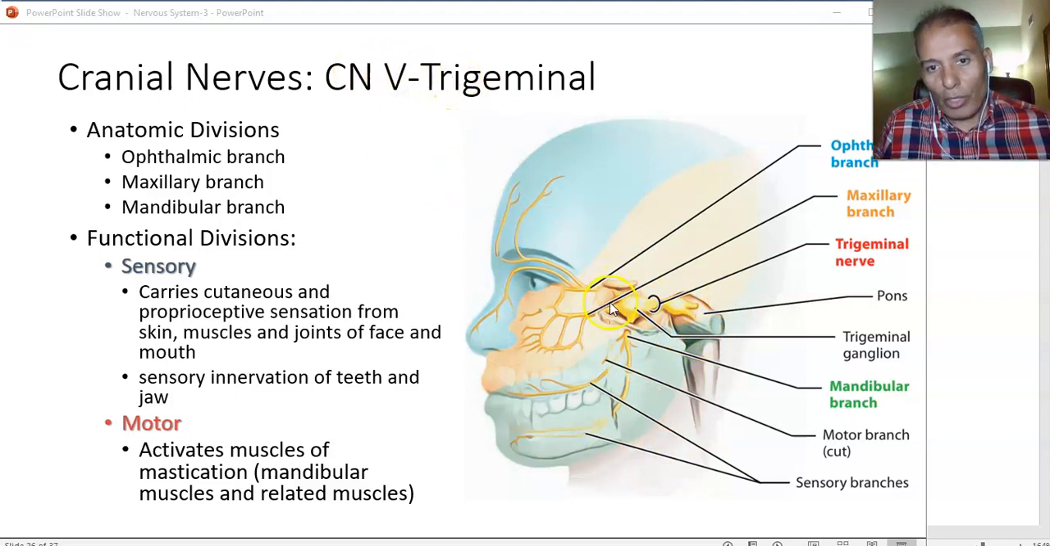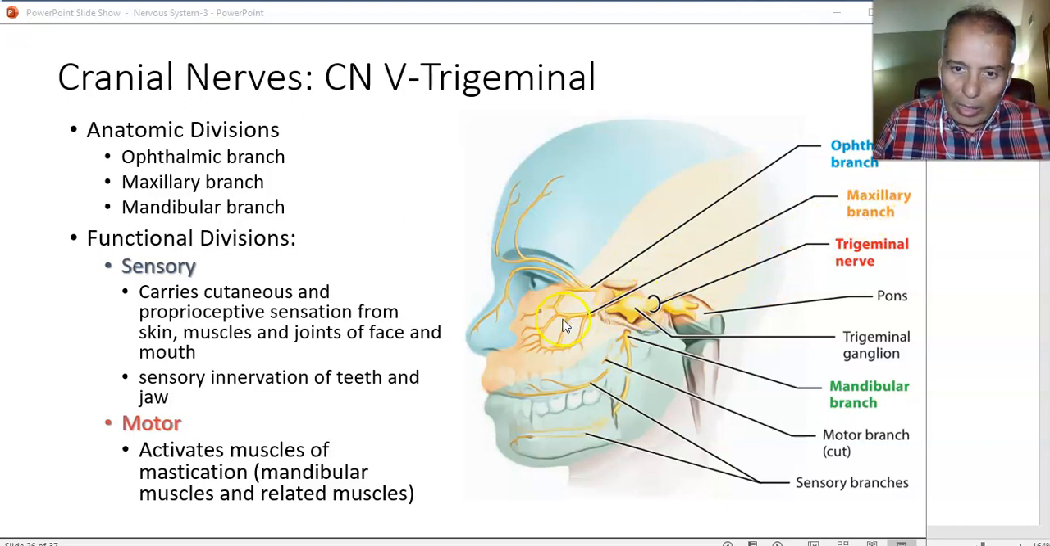Remember, tri means 3. One branch is called the ophthalmic branch, and that innervates your nose and the area around the eyes and the forehead. The maxillary branch, you could see here, it innervates your maxilla, including the upper teeth. And then we have the mandibular branch, from the name, the mandible, from the jaw, and that innervates the teeth and innervates the tongue, especially the anterior 2/3 of the tongue.